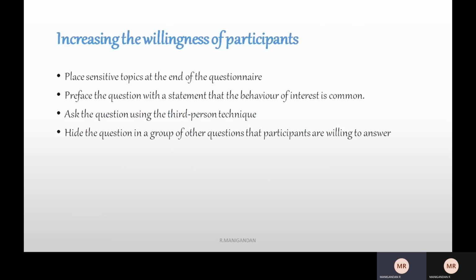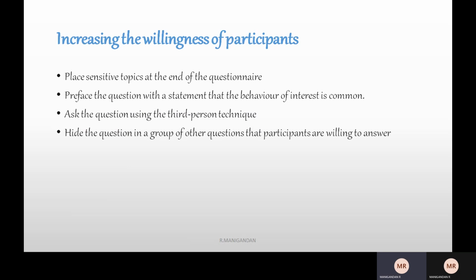Increasing the willingness of participants. How can you get participants to answer your questionnaire to get the proper data? Please place sensitive topics at the end of the questionnaire. Yes, you can ask those questions also. Preface the question with a statement that the behavior of interest is common. When you are asking your target audience about an interesting topic, most of the persons will give proper data.